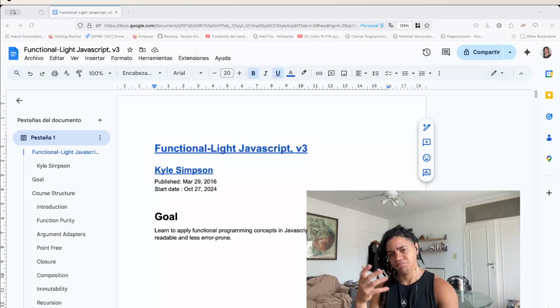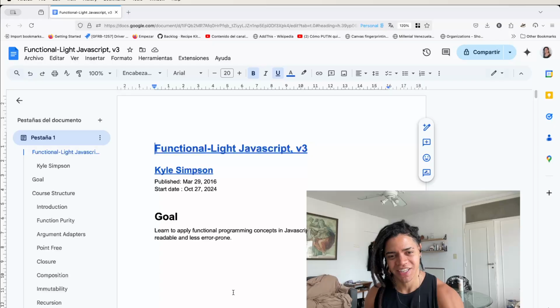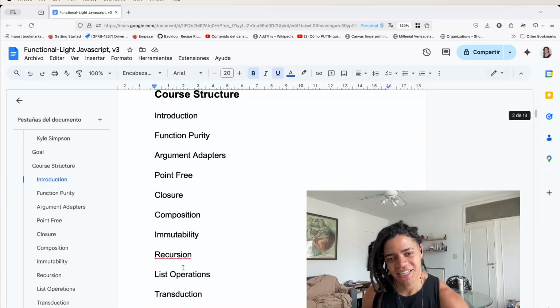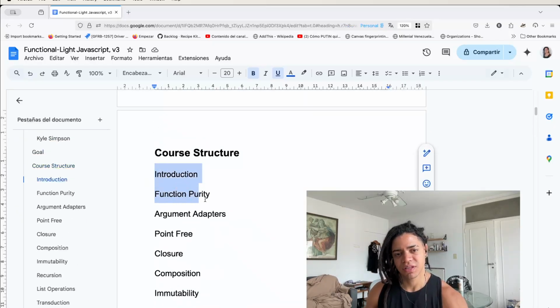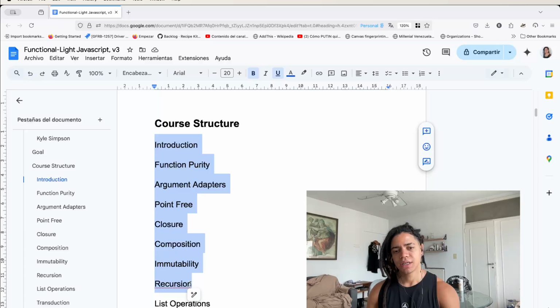And yeah, so let's get into this. Okay, and yeah, this is part of the structure of this particular code.